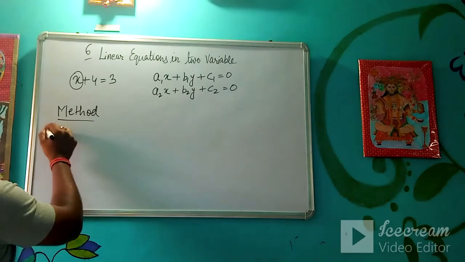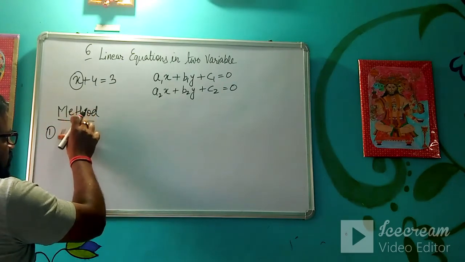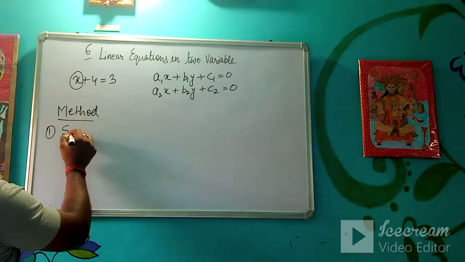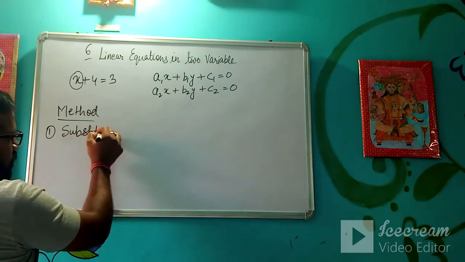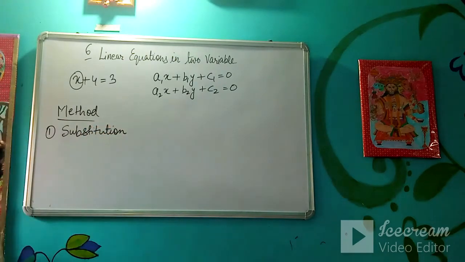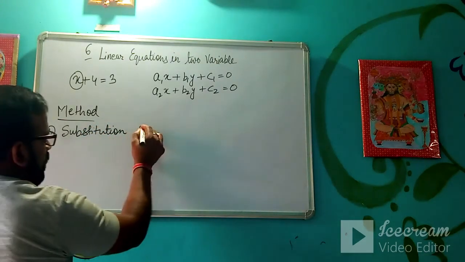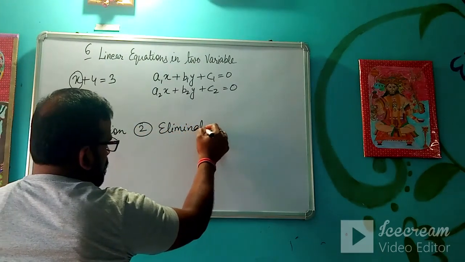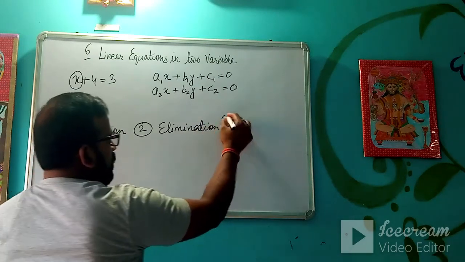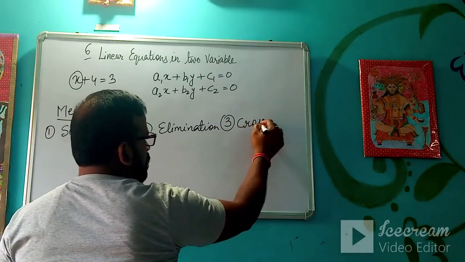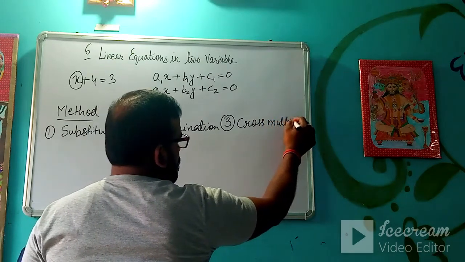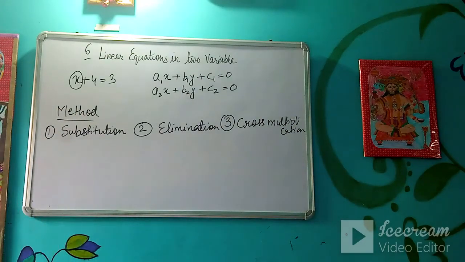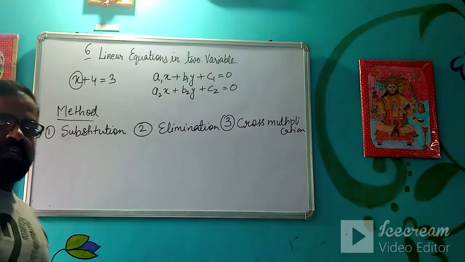The first one will be the substitution method. Then next we will discuss the elimination method, and in the last we will discuss the cross multiplication method. So there are three methods that we discuss. First we will start with the substitution method.